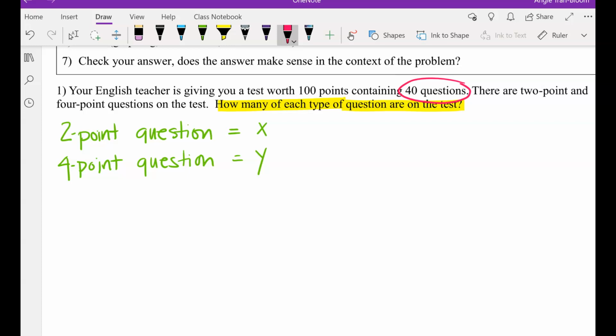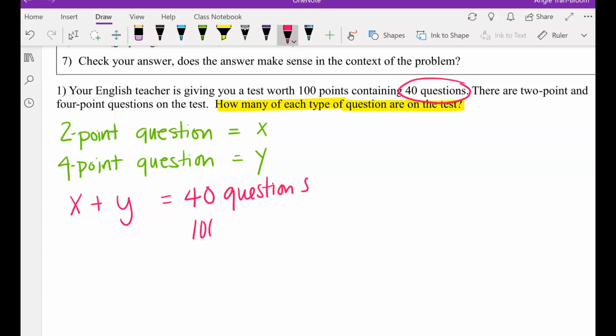But isn't, what is it? Is it just x plus y equals 40? Yes or no? Yeah, because if you think about it, x is however many 2-point questions there are. Y is however many 4-point questions there are. So the total would be a certain amount of x's, a certain amount of y's, both of them together should be equal to how many questions? 40, okay? So x plus y equals 40 questions, because we have a total of 40 questions.